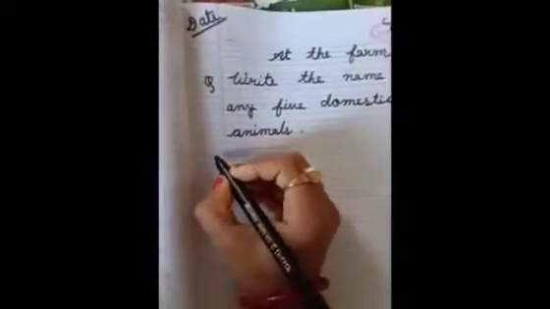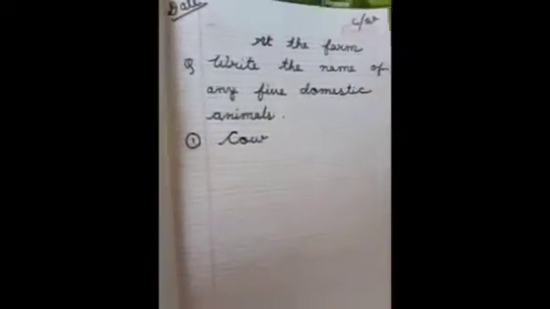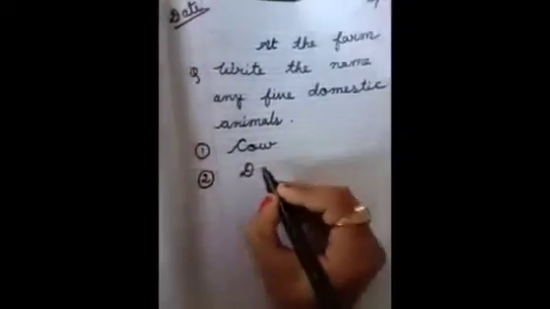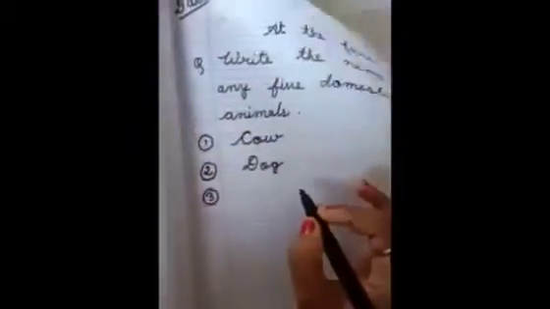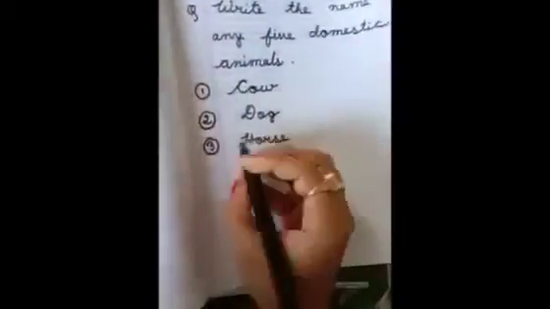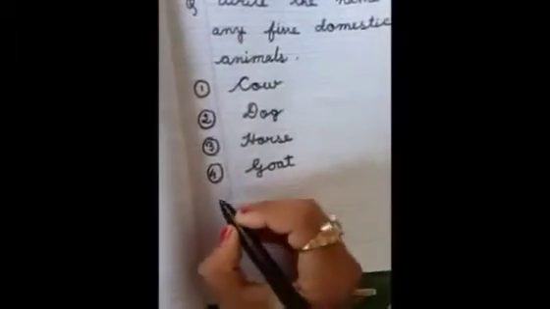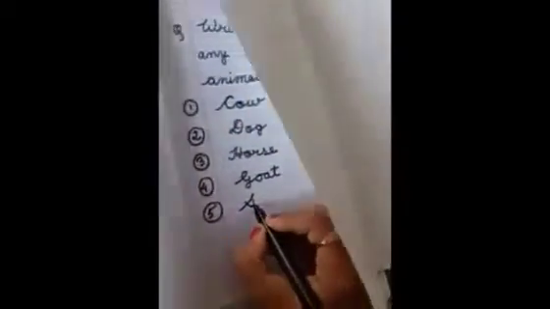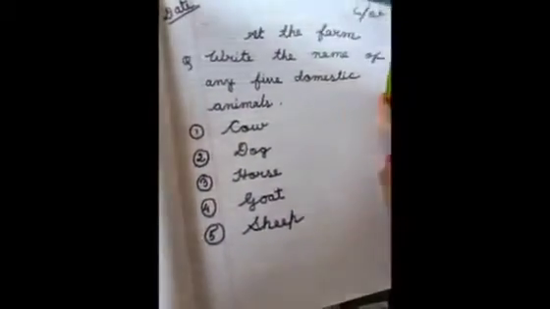Written. Now give number one. Cow, C-O-W, cow. Written. Now come to number two. Dog, D-O-G, dog. Written. Now come to number three. Horse, H-O-R-S-E, horse. Number four. Goat, G-O-A-T, goat. And number five. Sheep, S-H-E-E-P, sheep. Written. Very good.